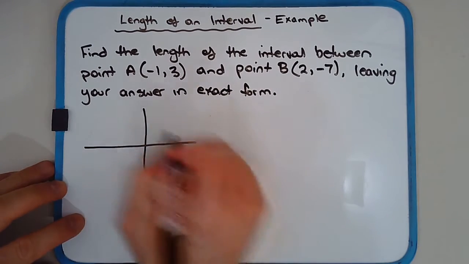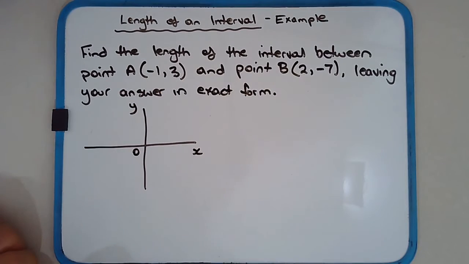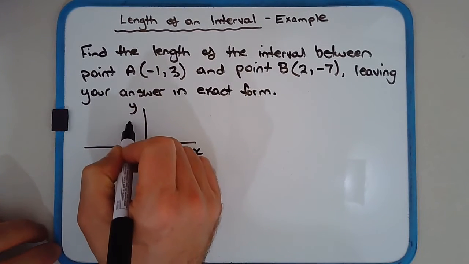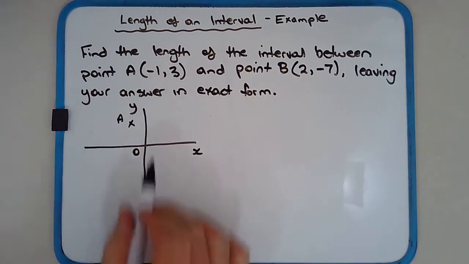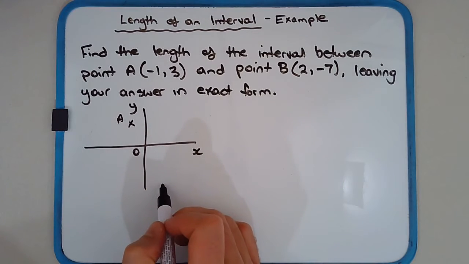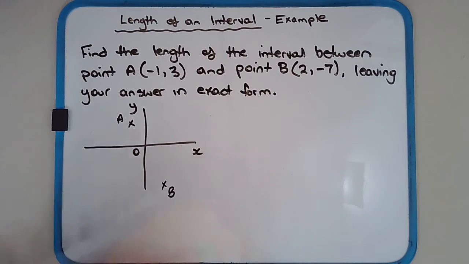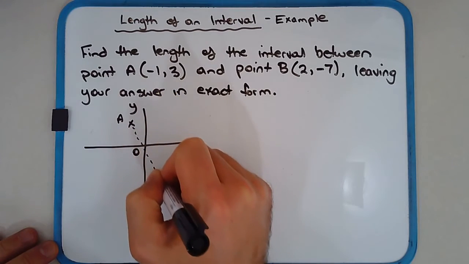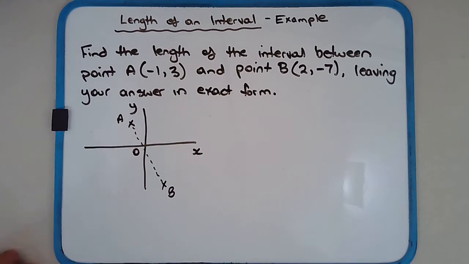Okay, so x, y, there's our origin. Point A (-1, 3) is probably somewhere here. Okay, it's in quadrant 2. And point B is (2, -7), so it's probably somewhere here, in quadrant 4. So we want to try and calculate this length here. That's what we're trying to do.